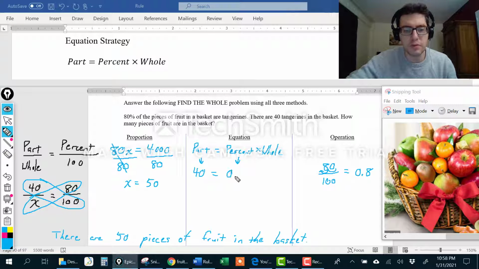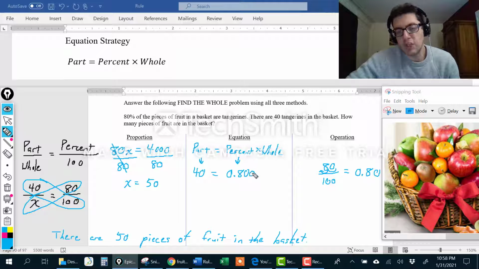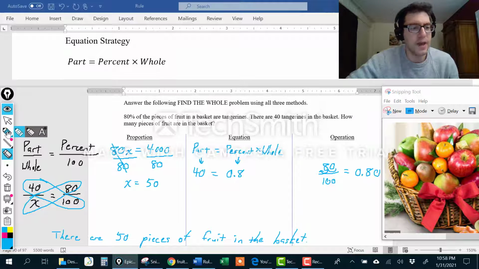So let's write 0.8 here. We could write 0.80, or 0.800 for that matter, because after the decimal point, if we have zeros at the end, they don't change the value of the number. But I usually just leave them out.